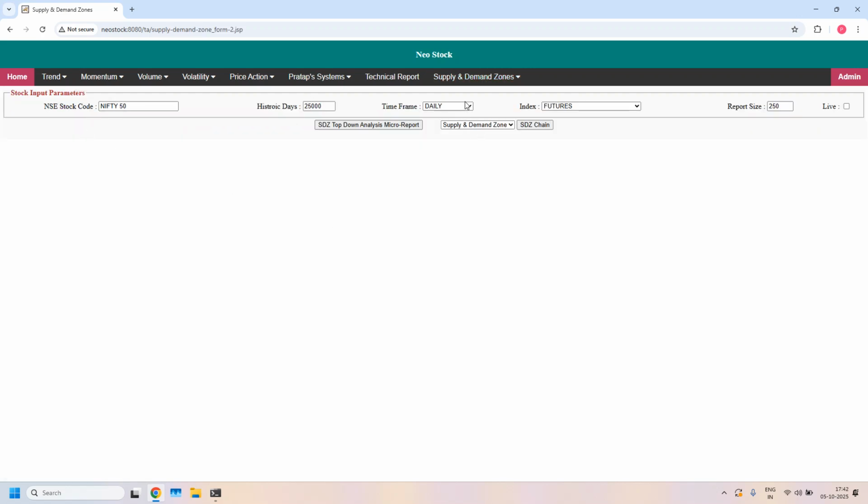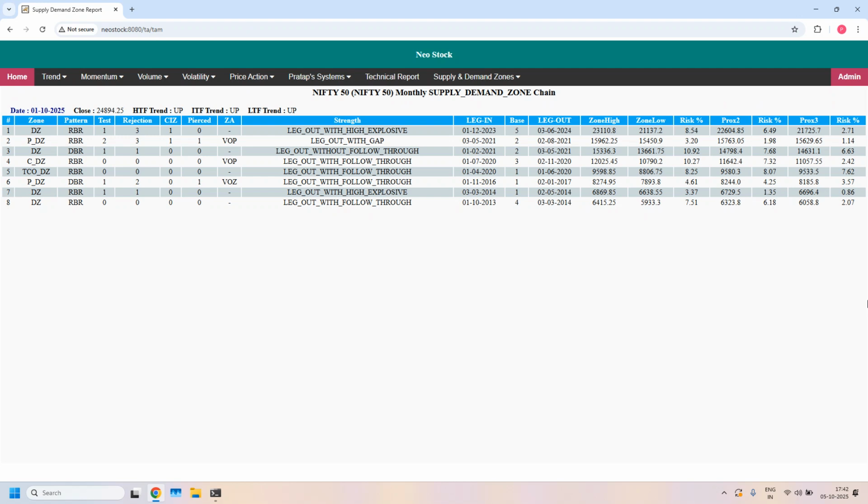Starting with Nifty, generating monthly supply demand zone chain for Nifty. See, always look into the zone column to find the high liquidity zones. Look into the pierced column to find the pierced zones. And always look into the LTF trend to find the trend of the current time frame you have selected.